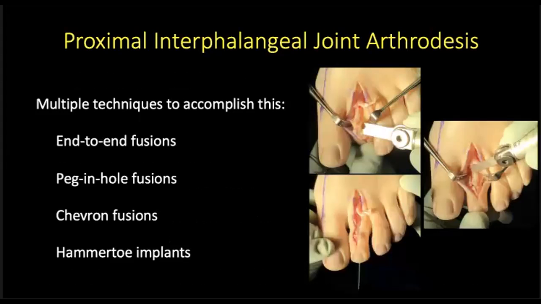Many options for your PIPJ fusion. End-to-end fusion is what most of us are used to. There's the peg and hole that we've read about, and actually this is a very stable construct. However, it is tough to perform. There's a chevron fusion that my colleagues in Indianapolis wrote a paper on, and we'll discuss that shortly. And that's sort of my go-to, and there are many different hammertoe implants that can be utilized.